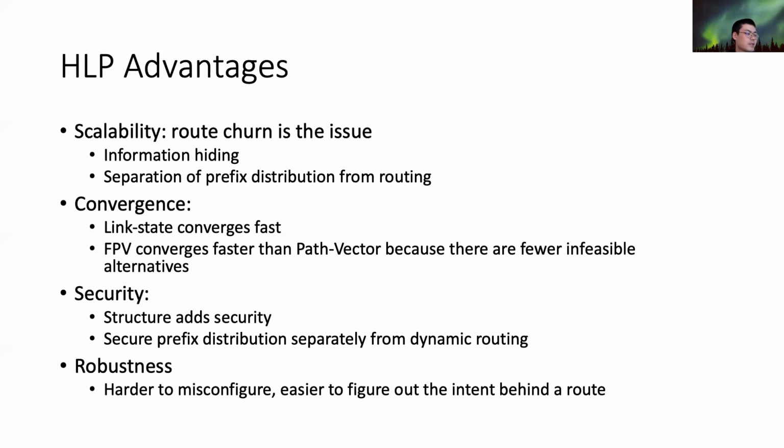So link state converges faster, and the fragmented path vector, FPV, converges faster than path vector, because you have fewer alternatives. Within the triangle, it's a deterministic path, and you don't need to care about it. And security is also improved. There's also robustness, because it will be difficult for you to misconfigure. The default in the hierarchy will be the shortest path, so a lot of the time you don't even need to configure. It will take the default.